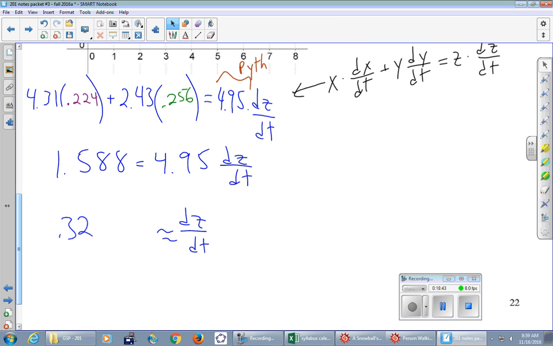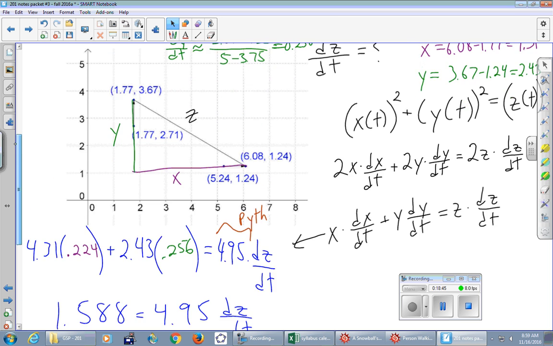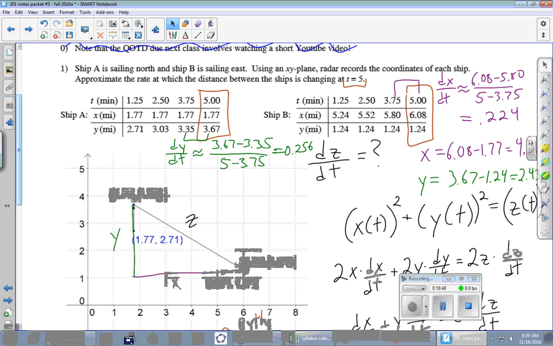Okay, good. The reason I wanted to show this problem was so that we have an example with data points. We had no formulas given to us about the ships, it was just data.